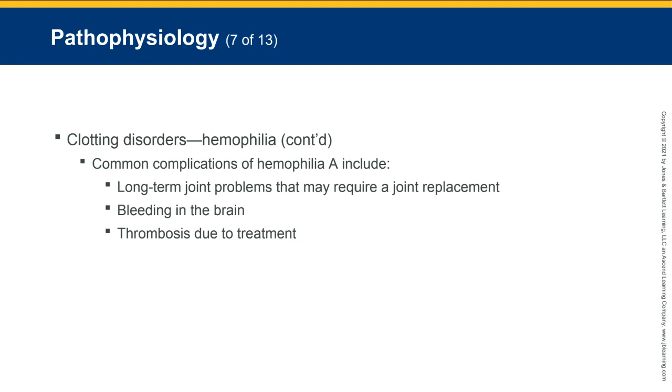Still on hemophilia, common complications of hemophilia A include long-term joint problems that may require joint replacement. They are at risk for bleeding in the brain. They can develop clots from treatment.